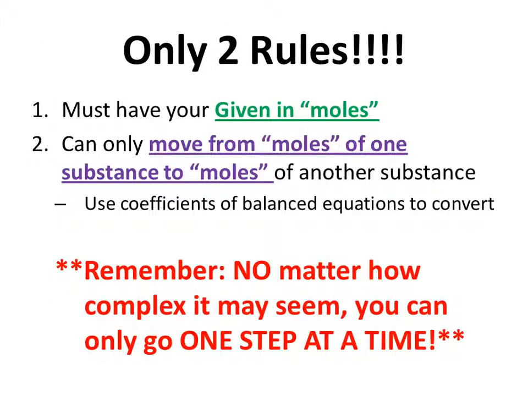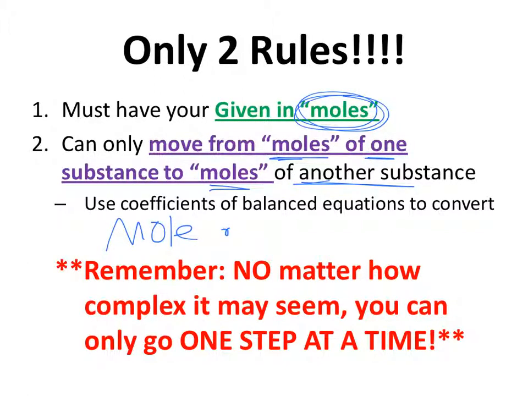All right, there are only 2 rules for stoichiometry in a basic sense. Number 1, you must have your given in moles, because to go from one thing to something else, you are going to have to get it to moles, because that's the only way to do it. And you can only move from moles of one substance to moles of another by using the mole to mole ratio. Okay, that's very important. And remember that no matter how complex it may seem, you can only go one step at a time. So you know what you're starting with, you know where you're going. There has to be some type of ratio in order to get from one thing to the next.